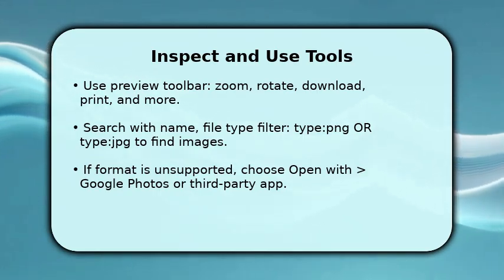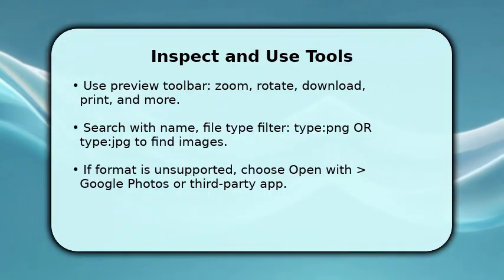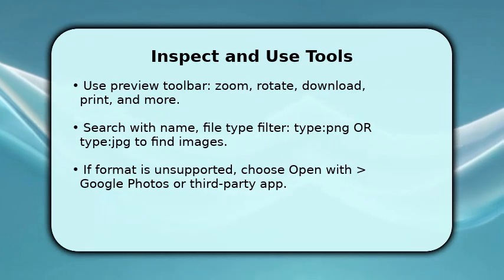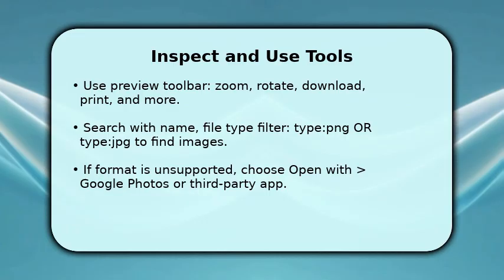If the image format is HEIC or another unsupported type, use Open With and pick Google Photos or a connected app. This converts or renders the file. These steps give you viewing flexibility and preparation.